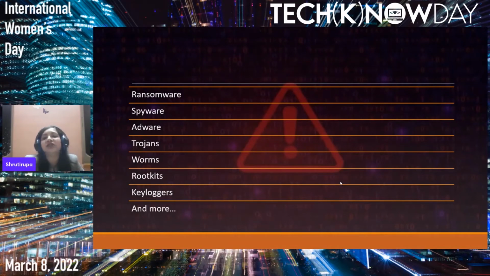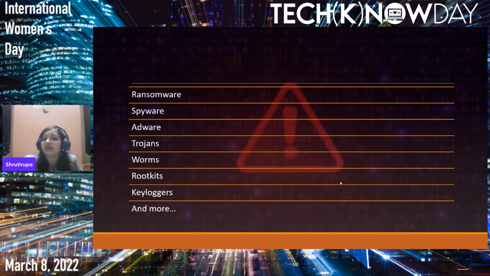Now they ask for the amount in bitcoins or maybe some other kind of cryptocurrency because they are anonymous and decentralized, and they have other reasons as well. So this is one example of how ransomware works.